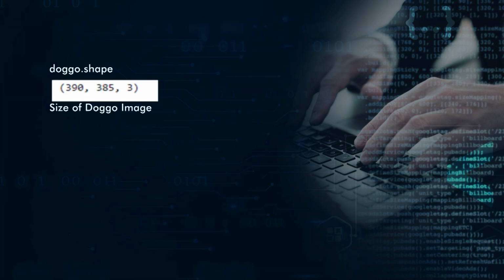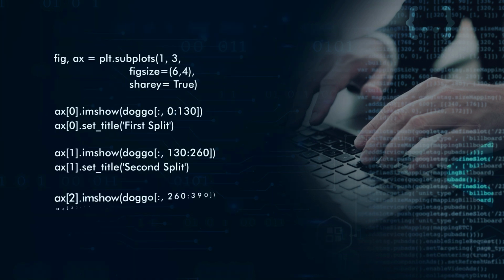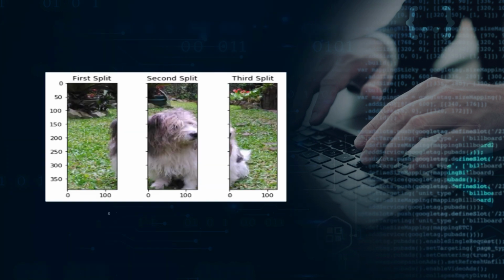Doggo.shape gives 390, 385, 3; you can give any range in this. Checking for the size of the image, we see that it is a 390 cross 385 cross 3 matrix. Remember that using Python, we can slice this matrix and represent each section as its own image box. For this, we have these codes. So, we have split doggo into first split, second split and third split.